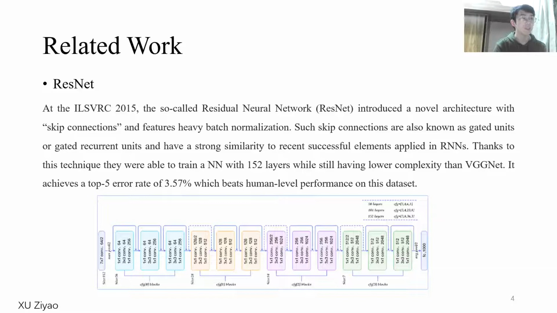At the ILSVRC 2015, the so-called Residual Neural Network introduced a novel architecture with skip connections and featuring heavy batch normalization. Such skip connections, also known as gated units or gated recurrent units, have a strong similarity to recent successful elements applied in RNNs. Thanks to this technique, they were able to train a neural network with 152 layers while still having lower complexity than VGGNet. It achieves a top 5 error rate of 3.57%, which beats human-level performance on this dataset.